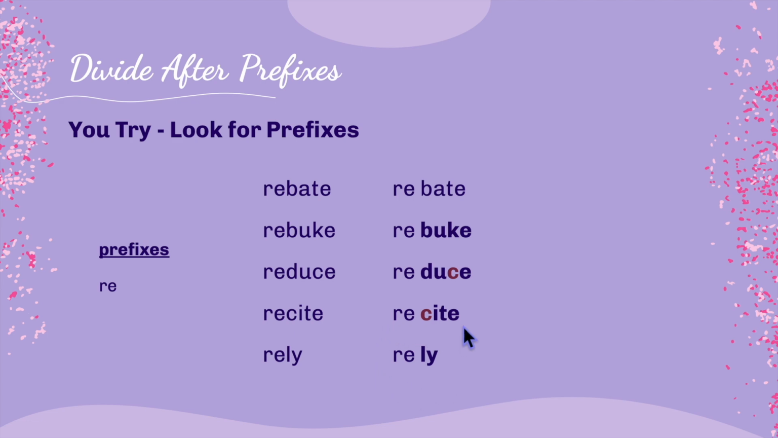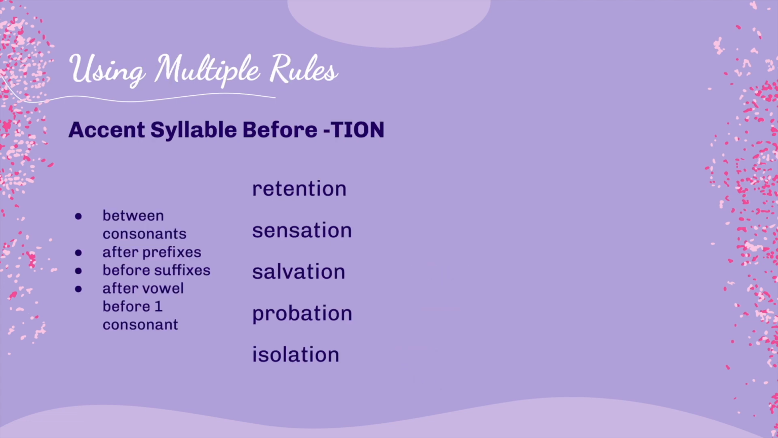Do you remember how I said usually at the end of a word the Y has the long E sound? That's because it's usually in a syllable that is not accented. In this word, the syllable is accented, which means it's an open syllable and would try the long I sound. So it's rely. We're going to practice some words where we use multiple rules.